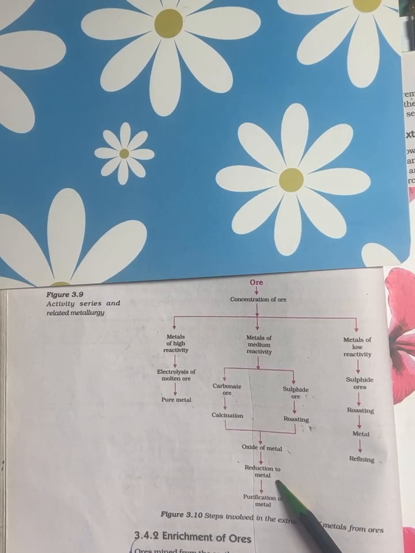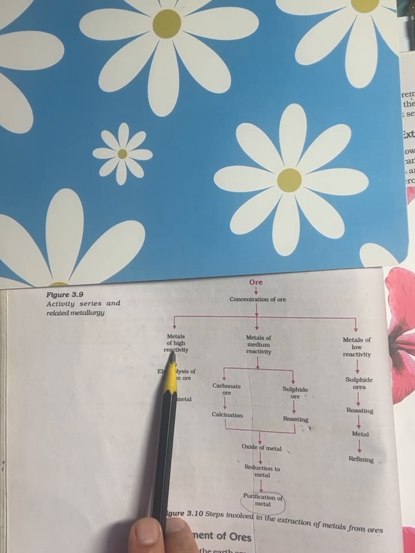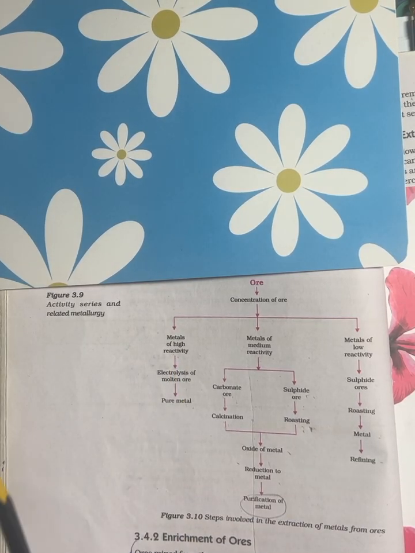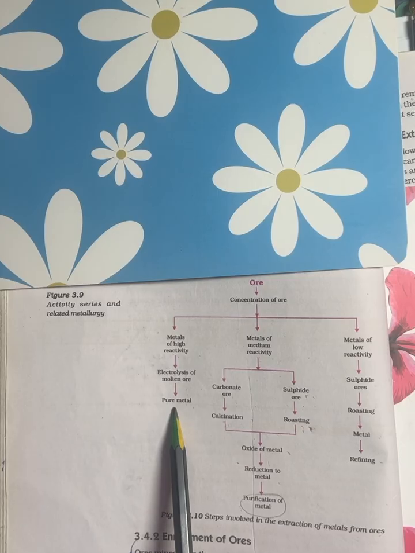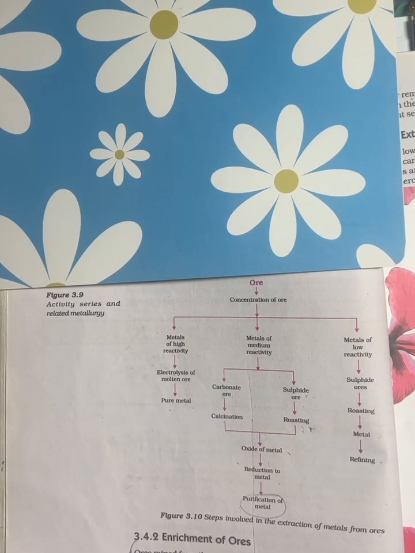After calcination and roasting, we get the metal oxide of that metal. Then we reduce it with the help of a reducing agent like carbon. Still we don't get the pure metal, so purification of the metal is done by electrolytic refining. And for the metals of high reactivity, electrolysis of the molten ore takes place, and from that we get the pure metal. Further, no refining is needed.